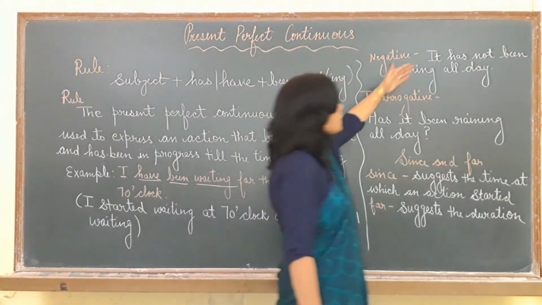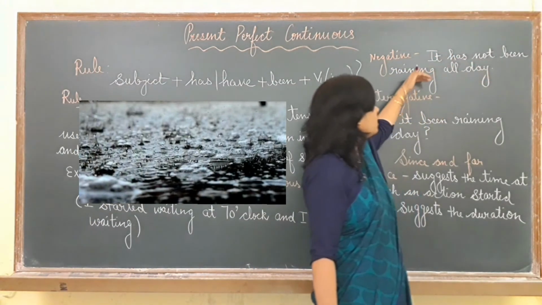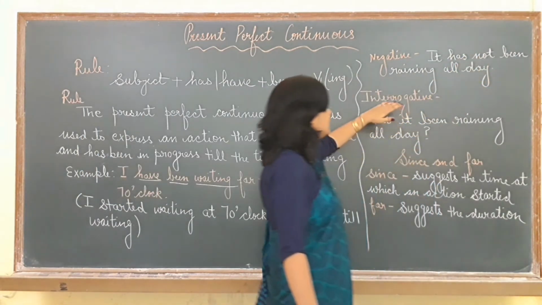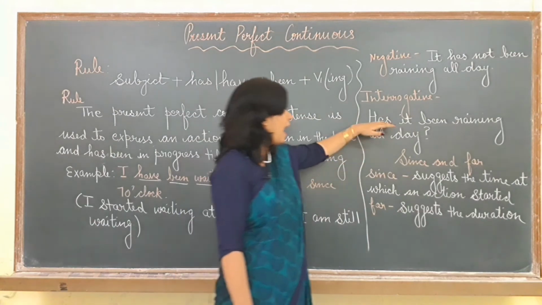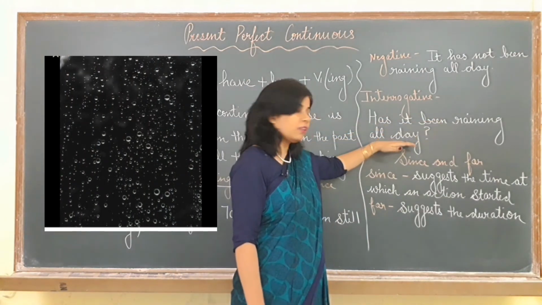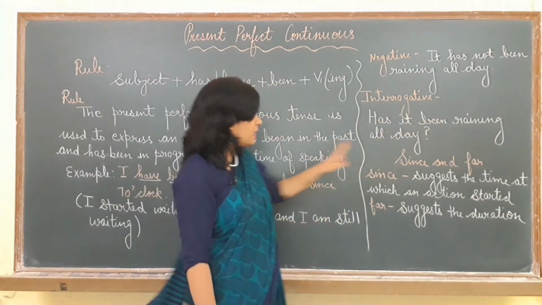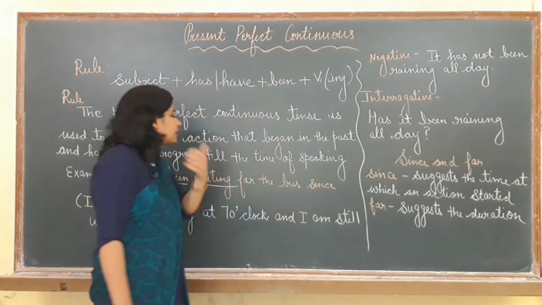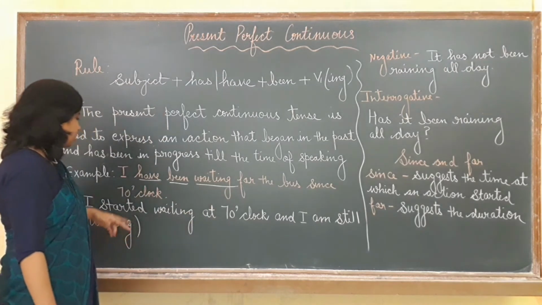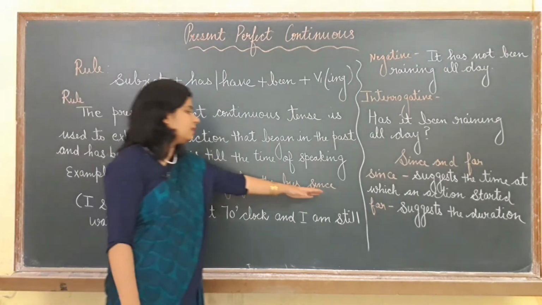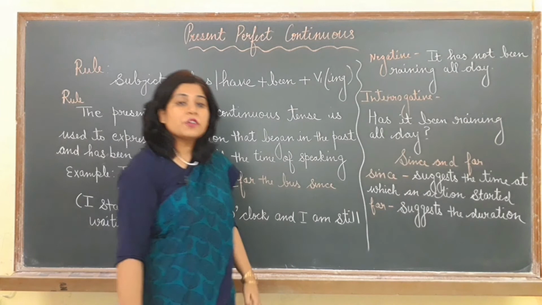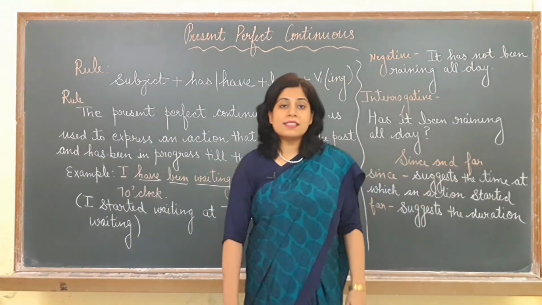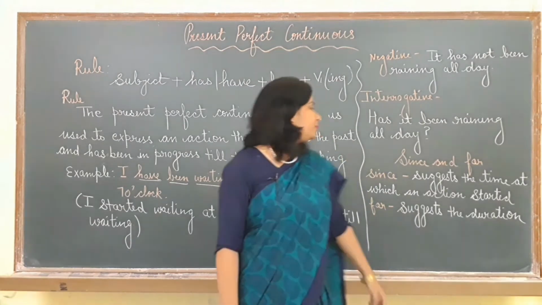Negative. It has not been raining all day. We will add not after the helping verb. Interrogative. Has it been raining all day? Make sure you put a question mark. Next, as you noticed, we use since or for in present perfect continuous tense. So now I will tell you what is the difference between since and for. When to use since and when to use for.